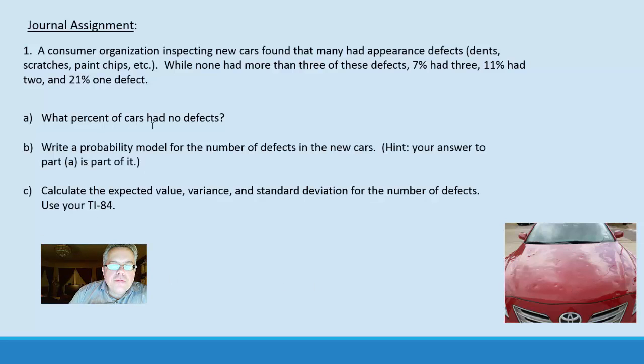All right, what percent of cars had no defects? I added that question because it'd be easy to forget about that possibility. The possible number of defects are actually 0, 1, 2, or 3. Okay, write a probability model for the number of defects. It's actually all here, and you'll need your answer to part A too, but this is not going to be a hard one to come up with.